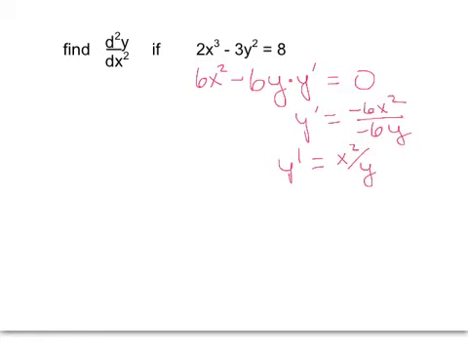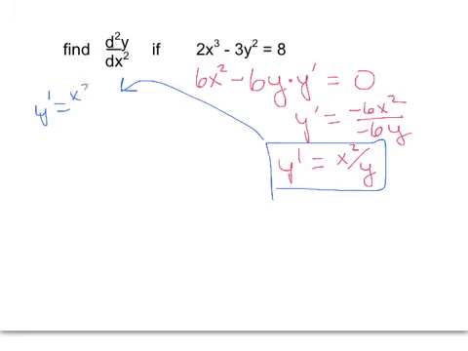Now stay with me here because there is a trick at the end that you need to be aware of. Now, in the interest of saving room here, I'm going to start up here. So y prime is x squared over y. Okay, so how do we take the next derivative, which is the second derivative? Hopefully you're thinking the quotient rule.